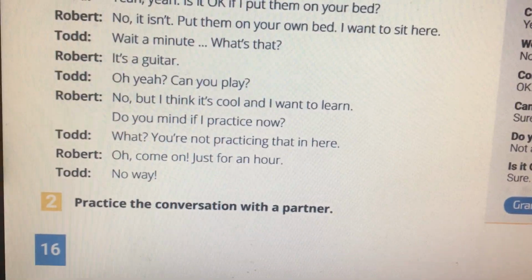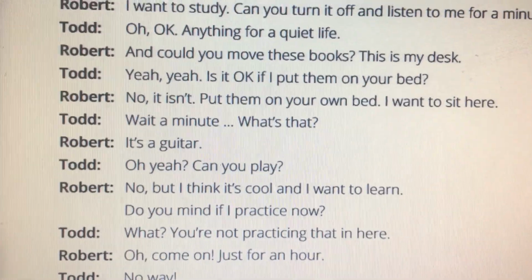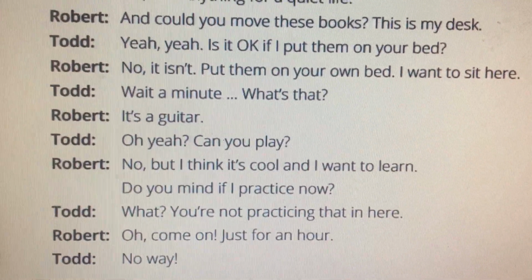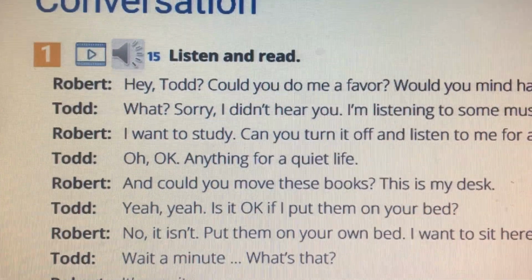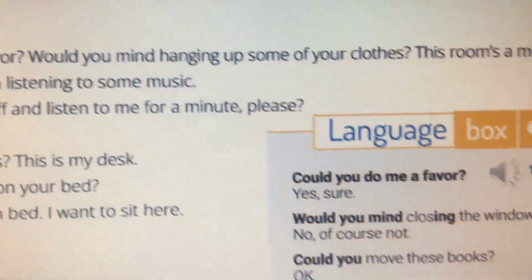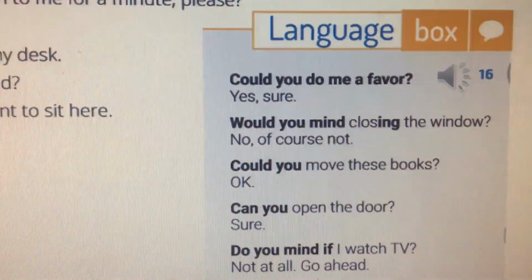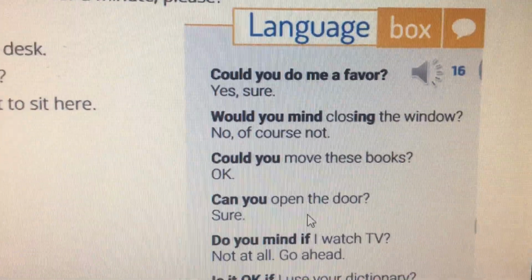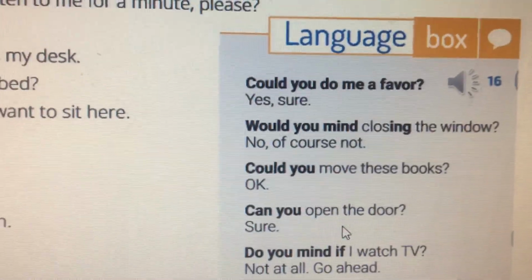Okay, if you have your partner there, you can practice that conversation, A, B. And then let's go over to the language box. And first, let's listen. Unit 3, page 16, language box.